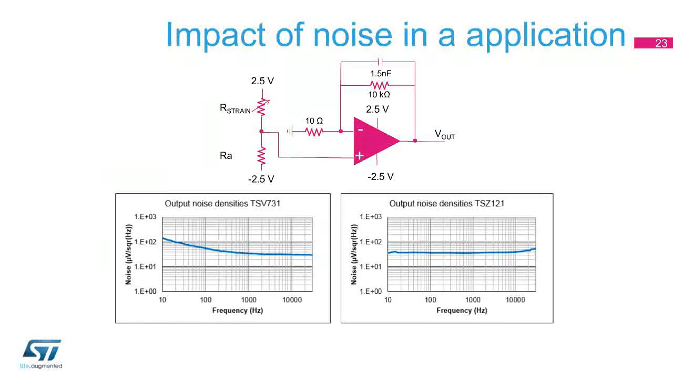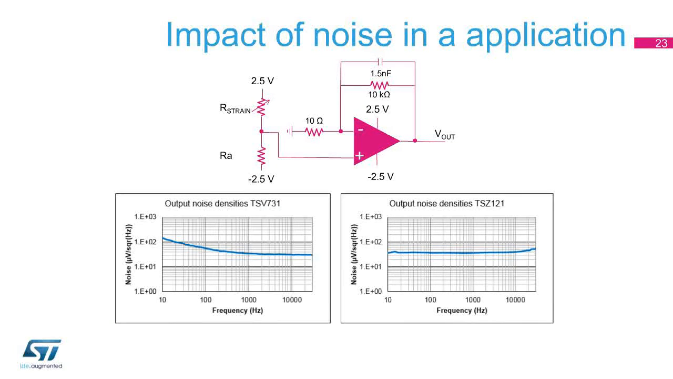Here is an example of a half-bridge strain gauge. The variation of the strain resistance will make a small variation of the input voltage. This small voltage variation must be detected with precision to give a correct value of the weight applied on the strain gauge. Previously, we have seen that the VIO is extremely important for this kind of measurement.